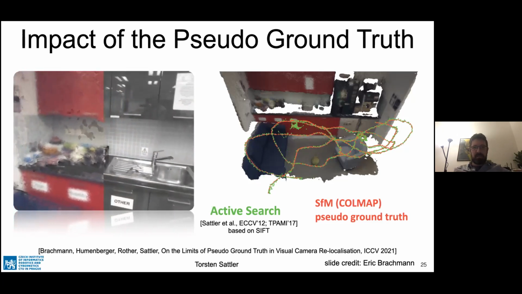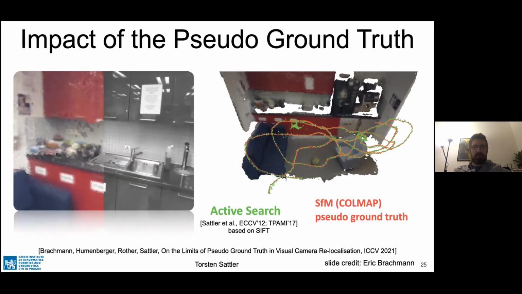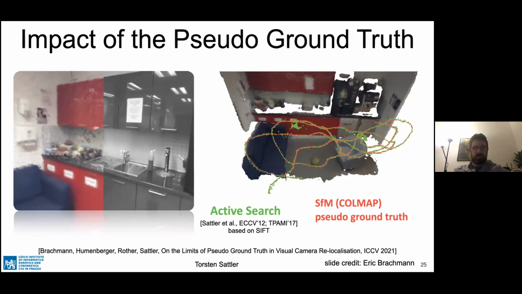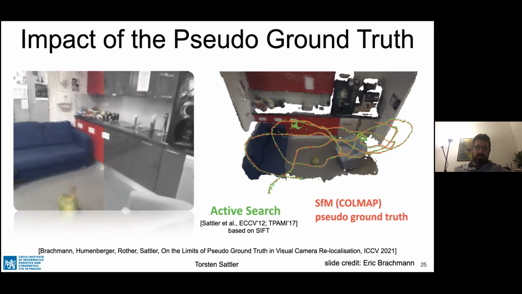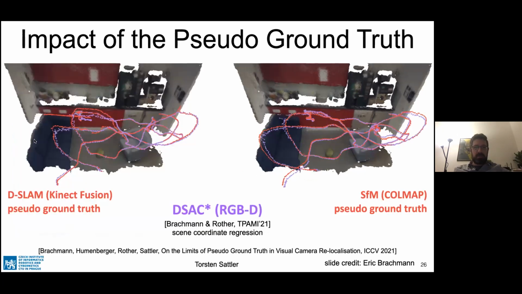And this is the case even though you have few features and you have untextured features. Here's another example. Again, both types of ground truths, one computed using depth information, one just computed from color. And what we evaluated here is a state-of-the-art scene coordinate regression technique that uses RGBD images, the images with color and depth, not just color.